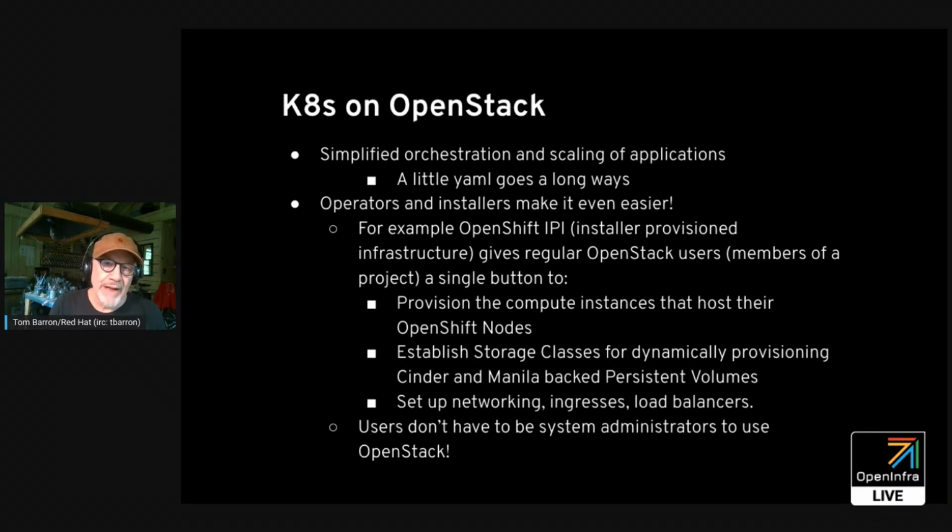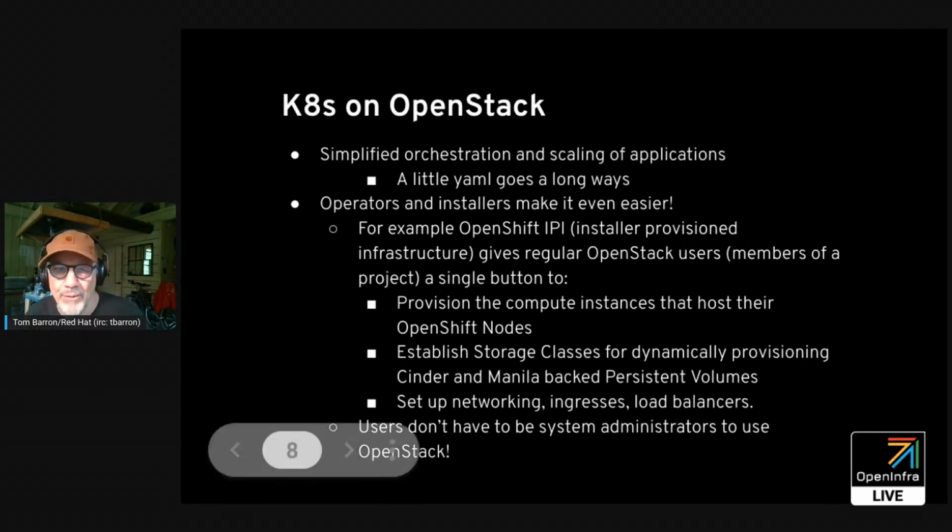What Kubernetes brings to the table is simplified orchestration and scaling of applications with a little bit of YAML, or with distributions that build on top of it, like OpenShift, even just point and click. You can deploy applications very simply. You can scale them out. You can combine them and run them in the cloud, meaning not just on a single node, but scaling out over the whole cloud.